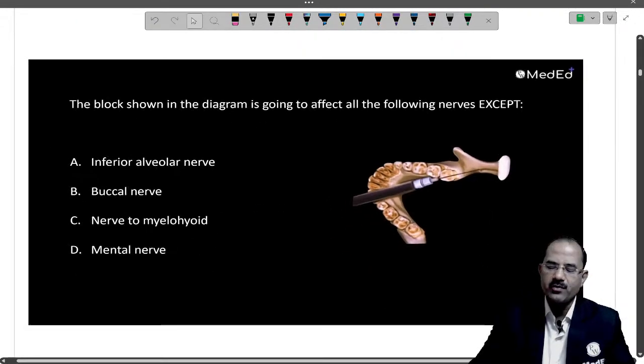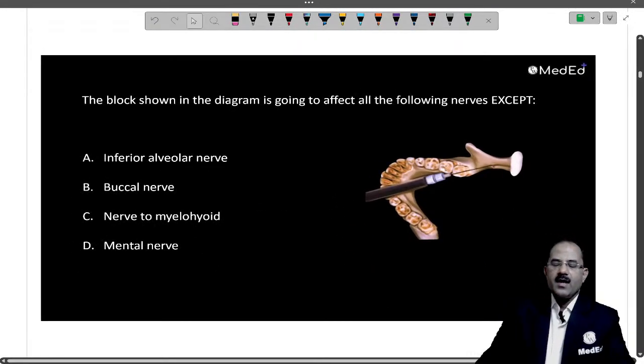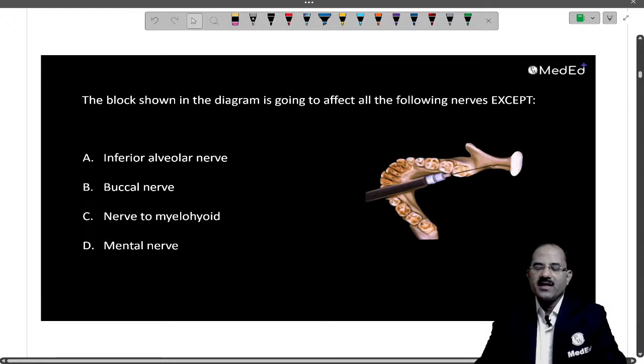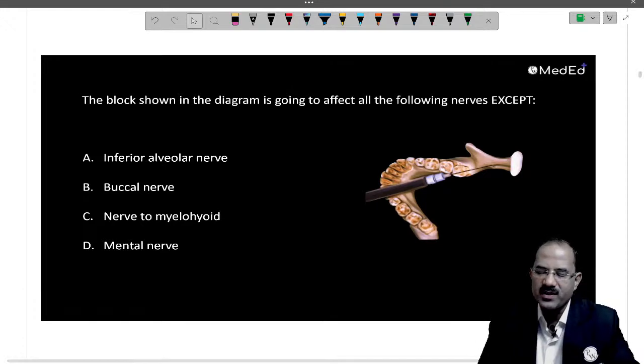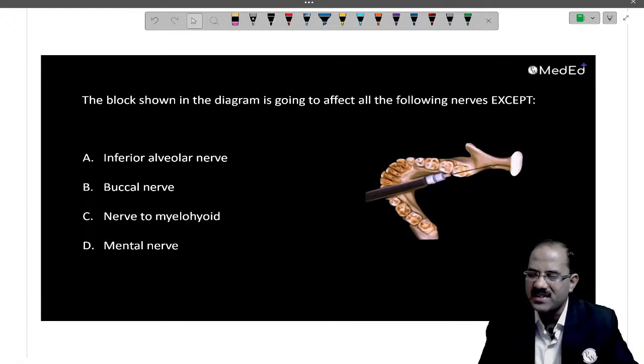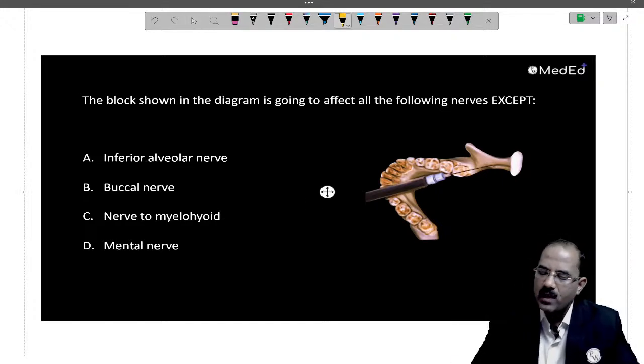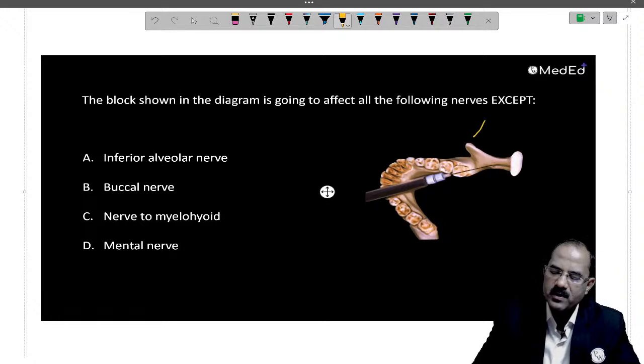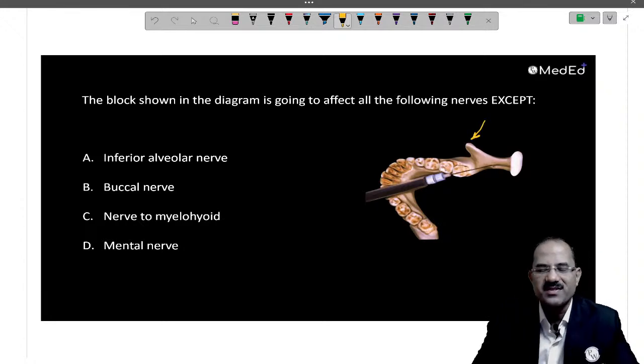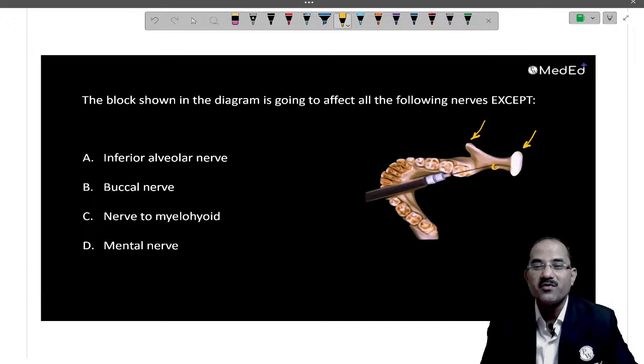Students, I hope you are able to follow this. The block shown in the diagram is going to affect all the following nerves except. So what is this block known as? Which is the nerve here? You can see this mandible. What is this process of the mandible? The coronoid process. What is this process of the mandible? The condyloid process. What is this? That's the mandibular foramen.